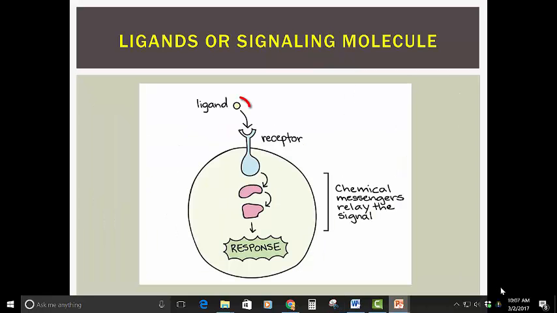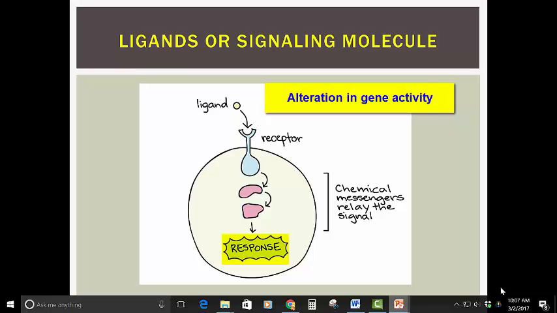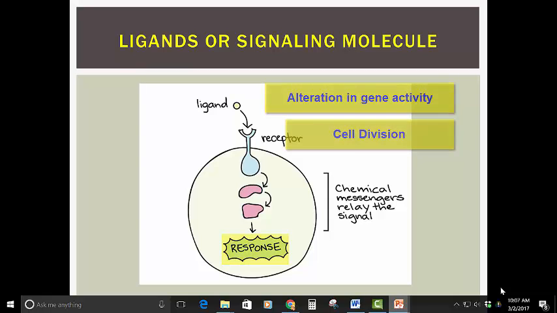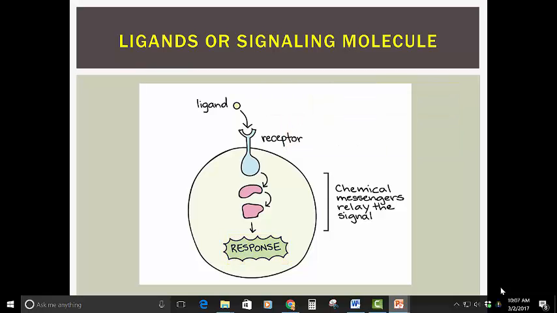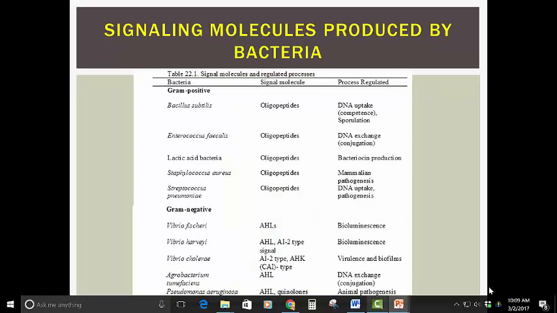The message carried by a ligand or signaling molecule is often relayed through a chain of chemical messengers inside the cell. Ultimately, it leads to a change in the cell, such as alteration in the activity of a gene, or even the induction of a whole process, such as cell division. Thus, the original intercellular, or between cells, signal is converted into an intracellular, or within cell, signal that triggers a response.